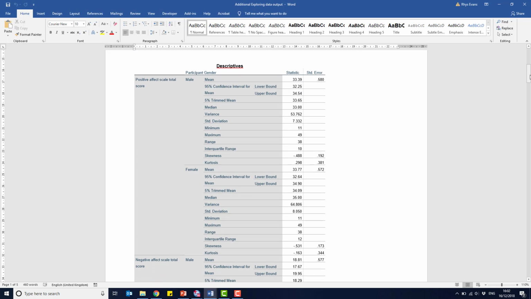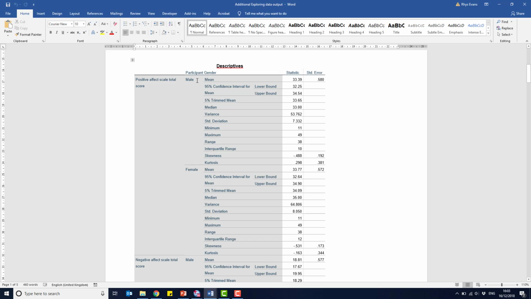The next table we have is the descriptive statistics, and the first section of this looks at the positive affect variable. So I'm going to just look at positive affect from now on, and then you can apply how I'm interpreting this to the negative affect scale as well. So looking at the positive affect, what we can see is that the mean score for males was 33.39, and the mean score for females was 33.77. So those are very similar to each other.